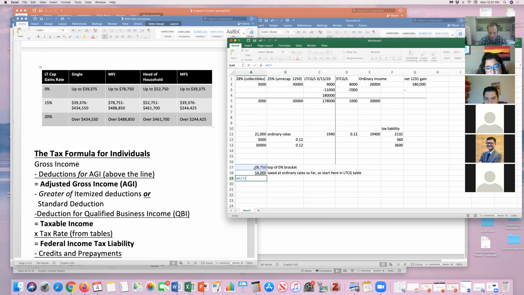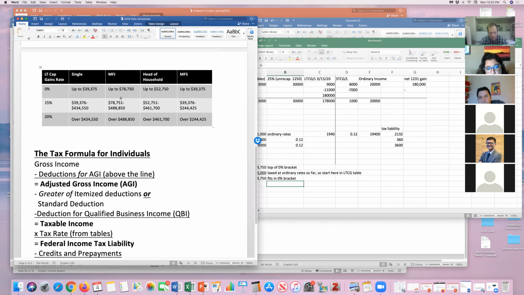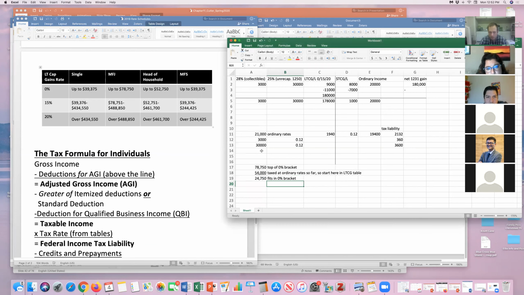So if I start at 54,000, that means take the top of the bracket minus my starting point. This is how much fits in the 0% bracket. Once I start at 54 and I put in 24,750, that gets me up to the top of here. So that much is taxed at 0, because of their low ordinary income. No tax on that. But I still have more gain that hasn't been taxed yet.